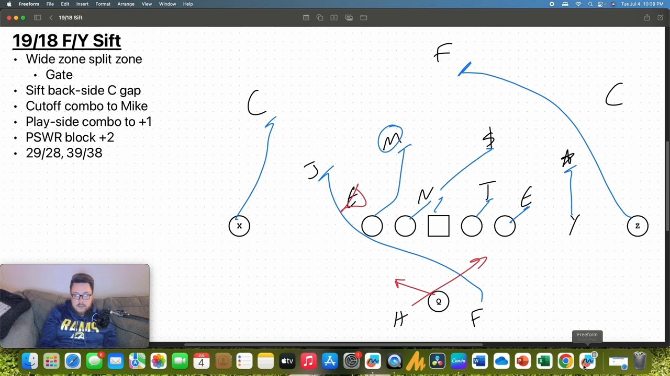So lots covered in this video. Remember, you can run split zone with sift. You can run wham with gate. You can do either with the Y or the F. And remember, with 39-38, you need to have some way to communicate that sift block converting to a load block if your sifter can't remember that it's a 39-38 call.